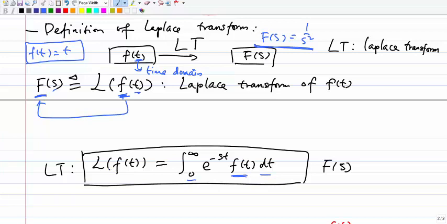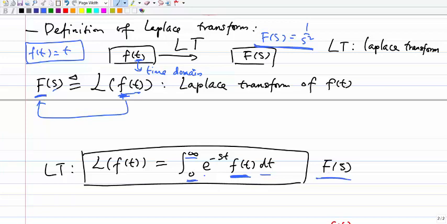Let's repeat again. It's just the integration from 0 to infinity of the original function f(t) times e to the negative st dt. That's it, that's the Laplace transform. For any function, you can do the computation and figure out its Laplace transform. Since you integrate over t from 0 to infinity, you only have one variable s, so it becomes a function F(s).